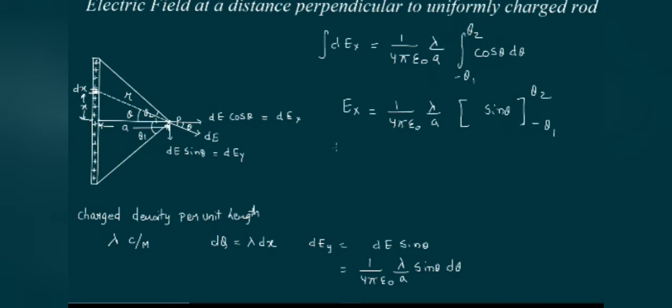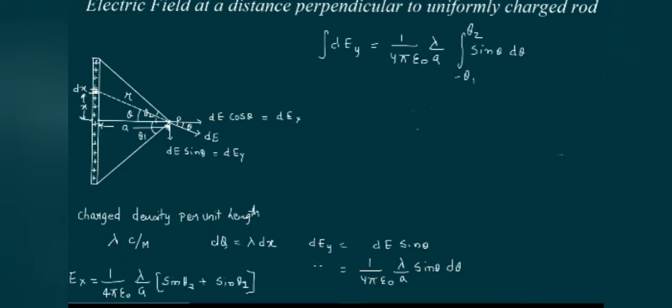If you substitute the limits, we will get Ex equal to 1 by 4 pi epsilon lambda by a, sin theta 2 minus sin of minus theta 1. Sin of minus theta 1 is equal to minus sin theta 1. Therefore, we will get Ex equal to 1 by 4 pi epsilon lambda by a, sin theta 2 plus sin theta 1.